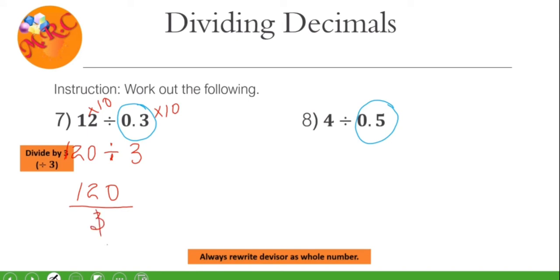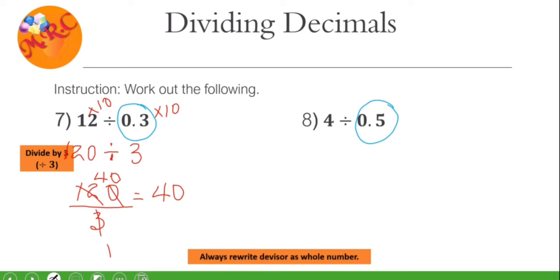3 into 3 is 1. 3 into 12 is 4. And 3 into 0 is 0, which gives us 40. Alright? Good job. Alright, so let's continue.